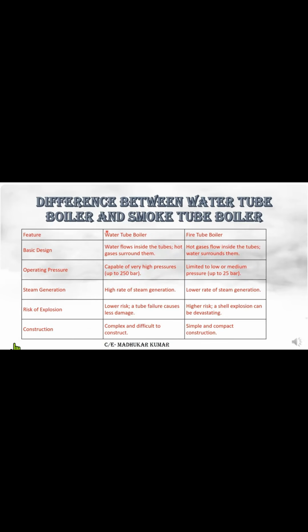Basically, we have to go for the 10 differences. So the first column is telling you about the features, the second column is telling you about the water tube boiler, and the third column is telling you about the fire tube boiler. So what exactly is the difference? It will be very clear to you by seeing this table.